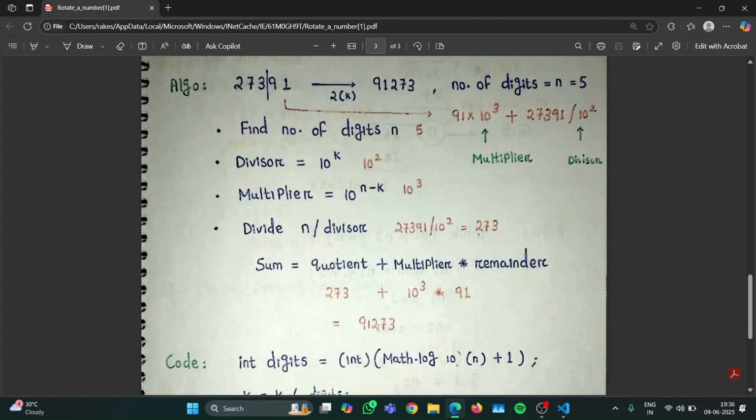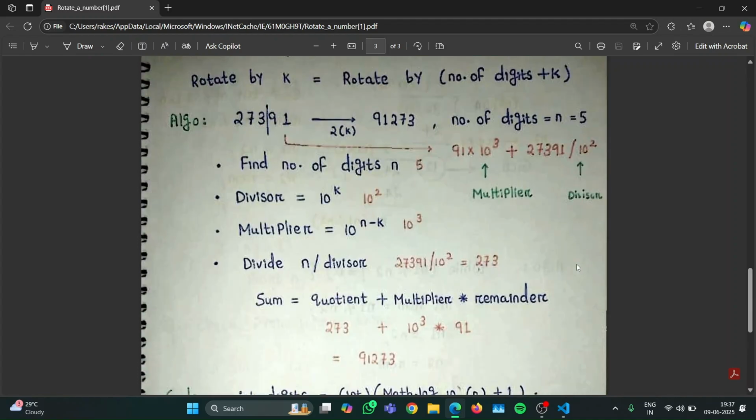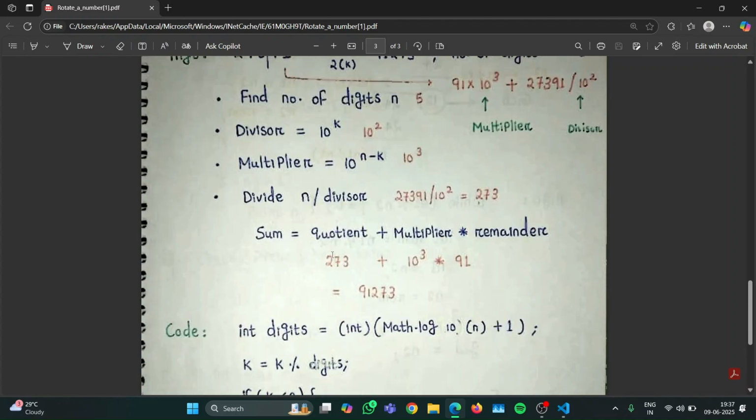So in a simple manner, we have to extract the number of digits. Then we have to find the divisor, which is nothing but 10 to the power k, and we have to find the multiplier, which is nothing but 10 to the power n minus k. Then we have to divide the number by the divisor and extract the quotient and remainder. The quotient is the number that is to be sent back, and the remainder is the number that is to be sent to the front. As the remainder is to be sent in front, we have to multiply the remainder with the multiplier so that it becomes larger in terms of place value. So that is our extremely simple logic to rotate a number.